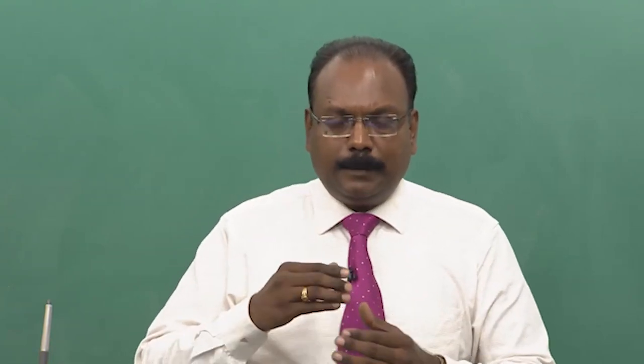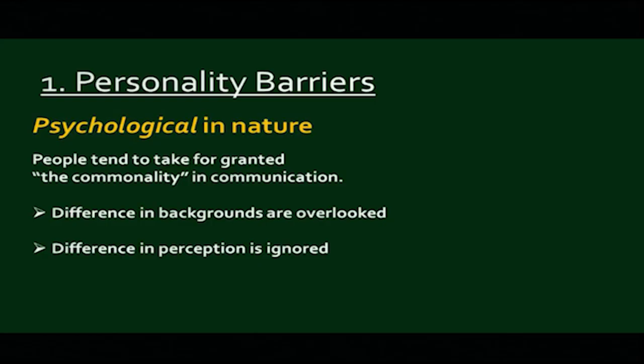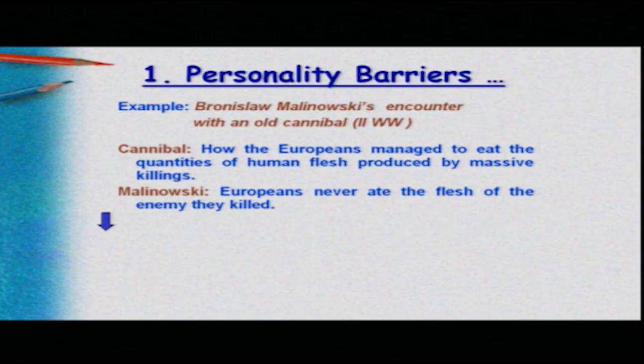Let us look more at personality barriers. The personality barriers are mostly psychological in nature. It happens in the mind, it has to do with the mindset. People tend to take for granted the commonality in communication. For instance, they overlook the differences in backgrounds. Difference in perception is also ignored. Remember, we spent one complete lecture on perception. Look at another example here, where the way people perceive things is completely different.